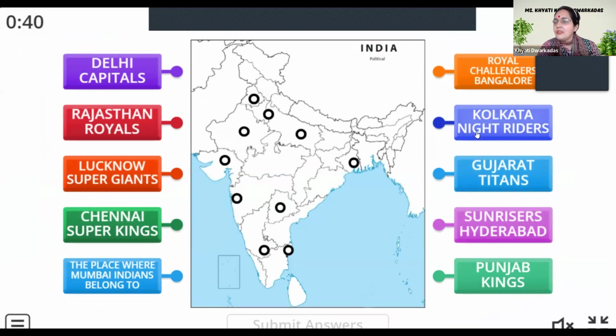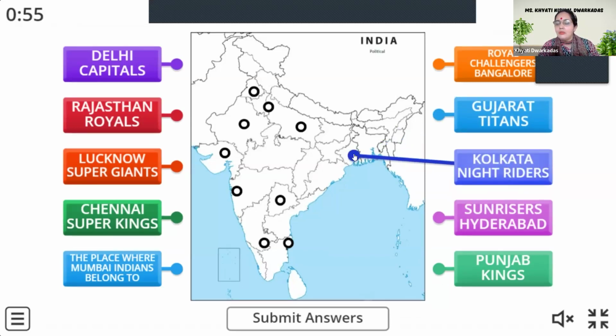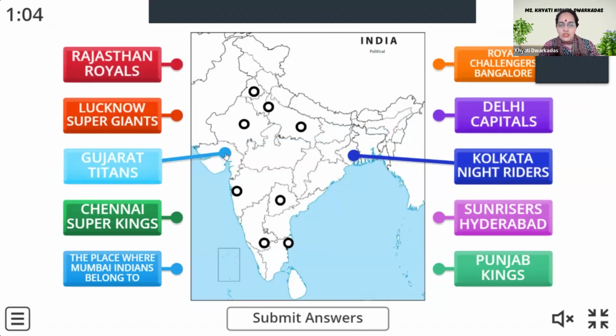So for example, Kolkata Knight Riders. So where would you find this cricket team of Kolkata Knight Riders? In Kolkata. So Kolkata is the capital of West Bengal. So I will pick up this and I will pin it to West Bengal. Then Gujarat Titans, I will obviously find in Gujarat. So if I know where is Gujarat, I will obviously pin it in Gujarat. Delhi Capitals, I know is in Delhi. So I will pin it in Delhi.